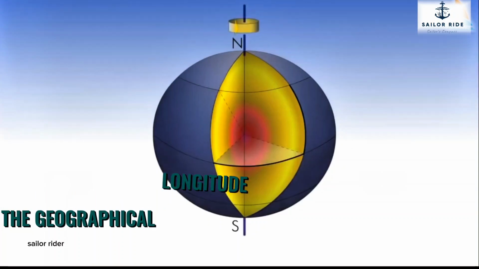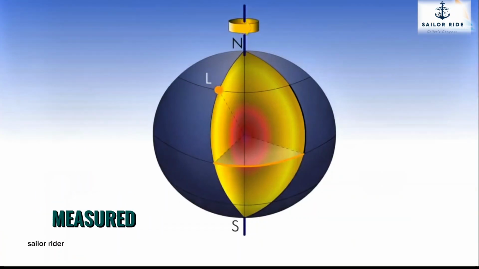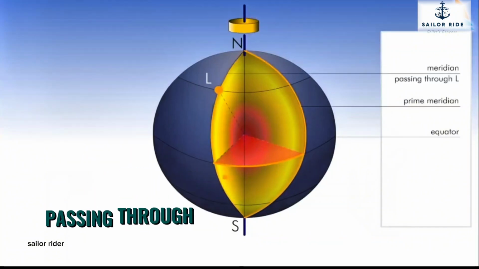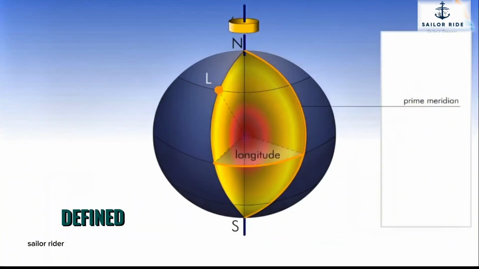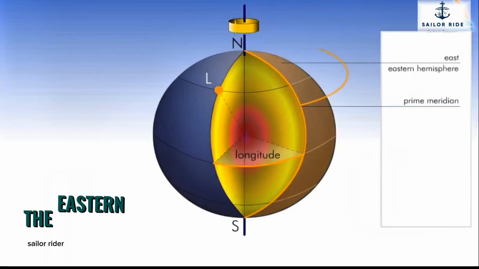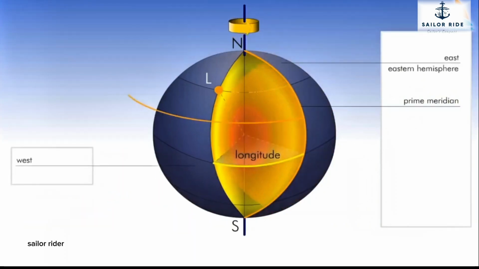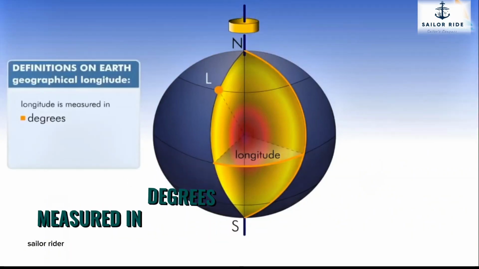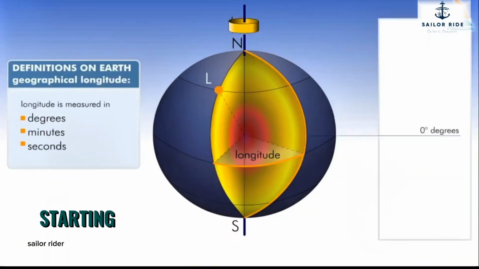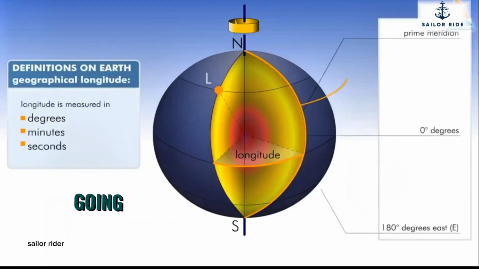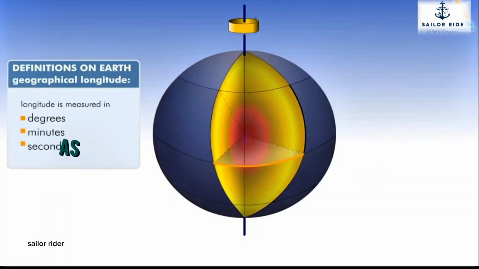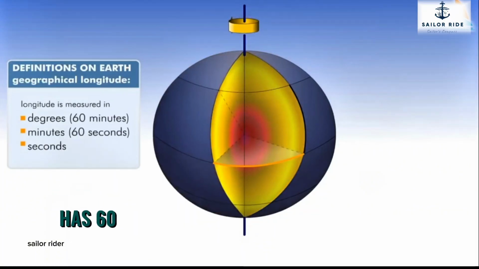The geographical longitude of position L is the arc measured on the equator that is included between the prime meridian and the meridian passing through L. The longitude is defined as east, E, if the position is in the eastern hemisphere, or west, W, if the position is in the western hemisphere. The longitude is measured in degrees, minutes and seconds, starting from 0 degrees at the prime meridian, going up to 180 degrees east or 180 degrees west. As with latitude, every degree has 60 minutes and every minute has 60 seconds.